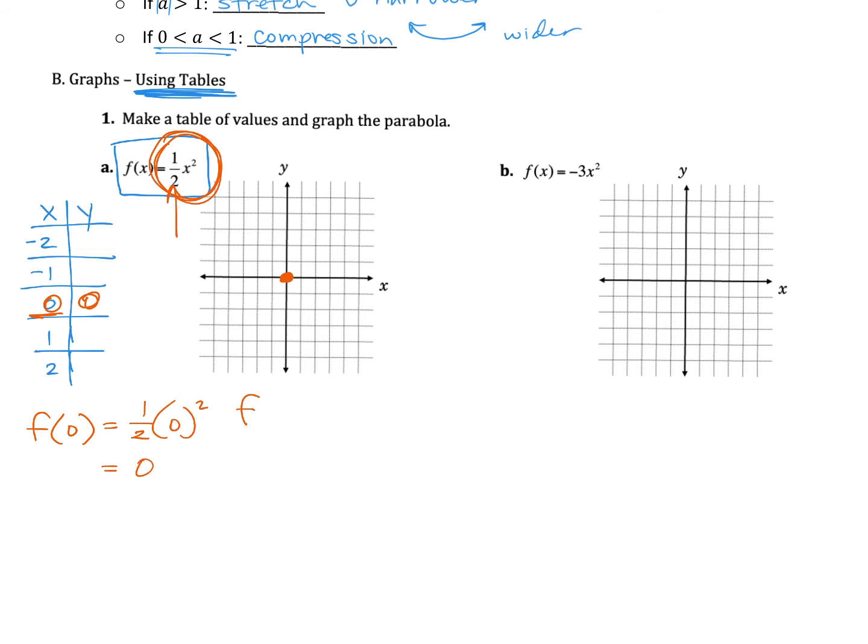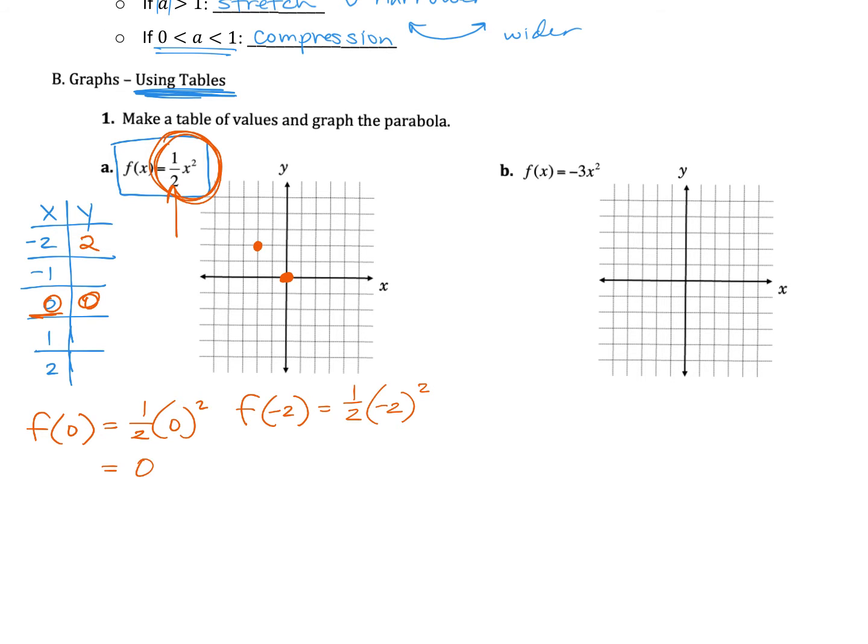F of -2 is going to be 1/2 times -2 squared. What happens when you square a negative? It's always positive. Don't forget that. If you square a negative, it's always positive. So -2 squared is 4. 4 times 1/2 is 2. So the point -2, 2 is on our graph.